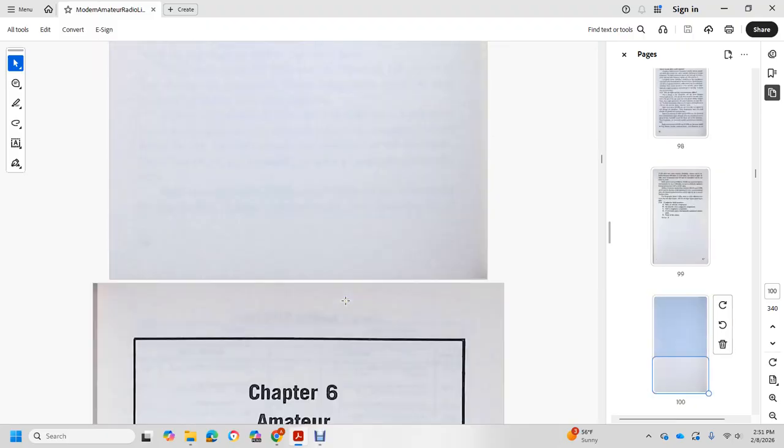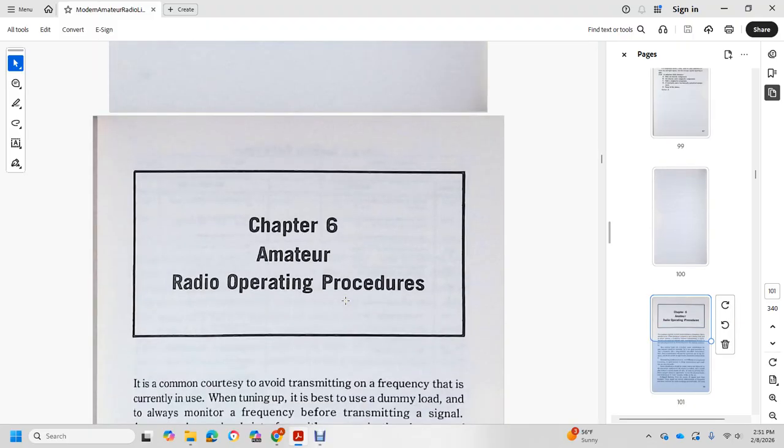Chapter 6, Amateur Radio Operating Procedure.